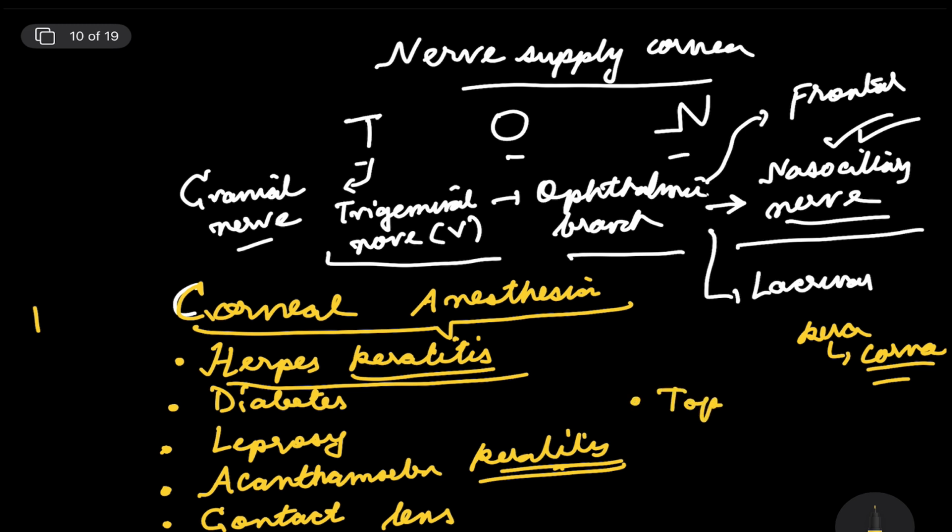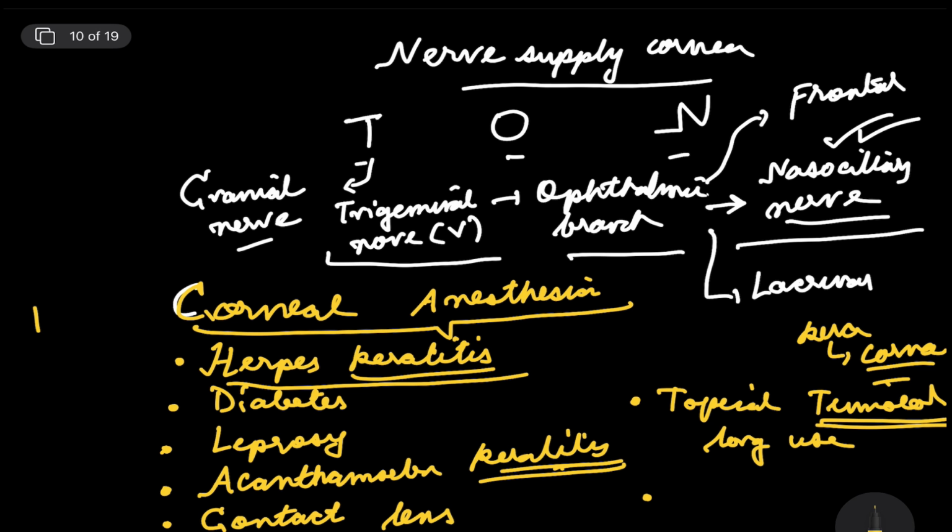Topical timolol, long-term use. What is timolol? We'll talk about this later. Timolol is actually a beta blocker, which we apply in our eyes. It has a variety of uses. If used for a long time, then it can cause corneal anesthesia.